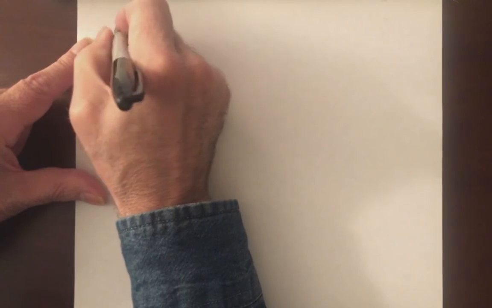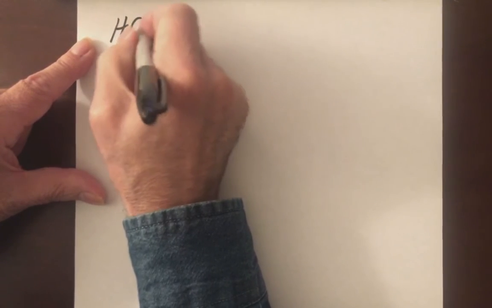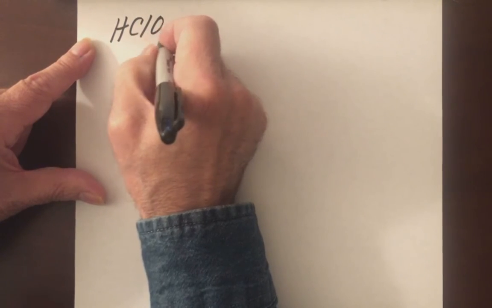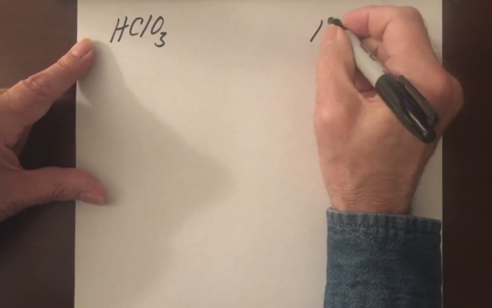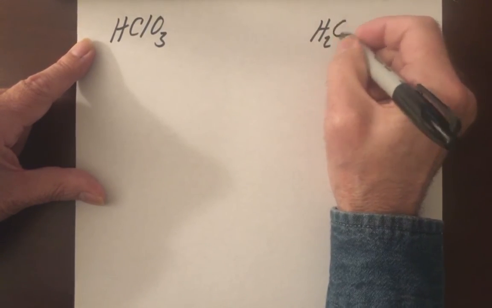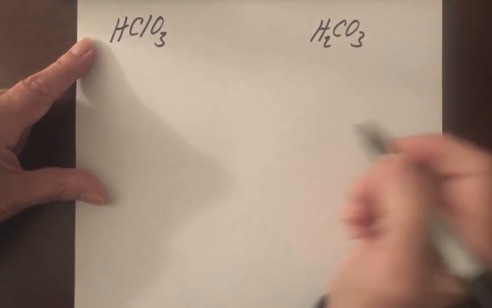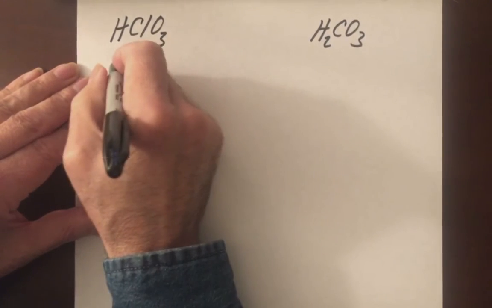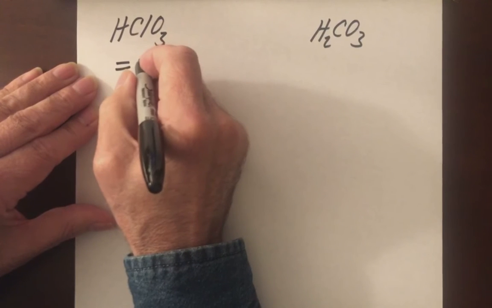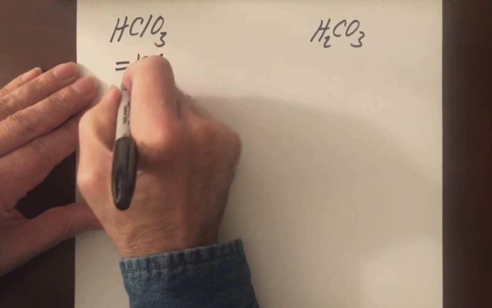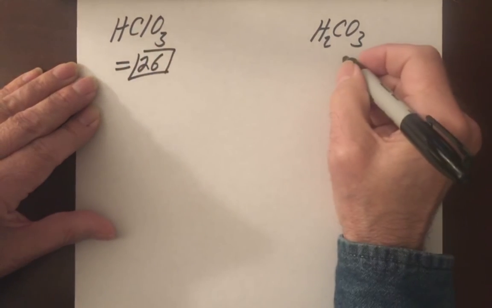Okay, let's do a couple more oxyacids. Let's try chloric acid and carbonic acid. Now for chloric acid, let me just go ahead and add them together here. It's 26. And over here it'll be 24.